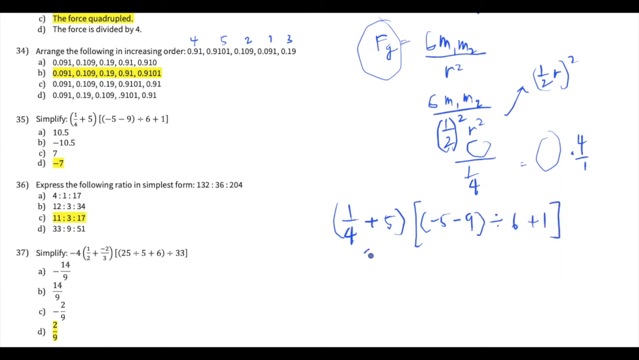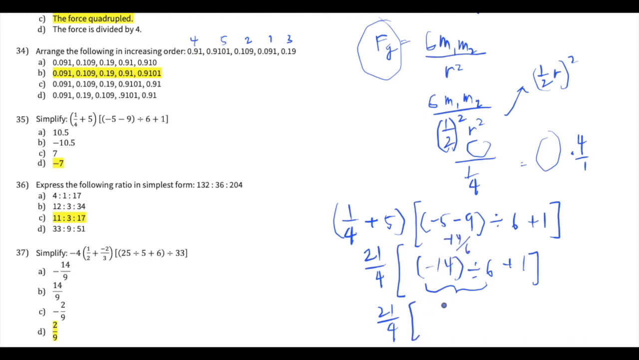If gawin natin improper, 21 over 4. Okay, kasi 4 times 5, that's equal to 20 plus 1, 21 over 4. Times, itong nasa loob, negative 5 minus 9, that's equal to negative 14, divided by 6 plus 1. Ano una natin gagawin dito? Itong division. So, we will have 21 over 4, negative 14 over 6, that's also equal to negative 7 over 3. Sinimplify ko lang. Plus 1.